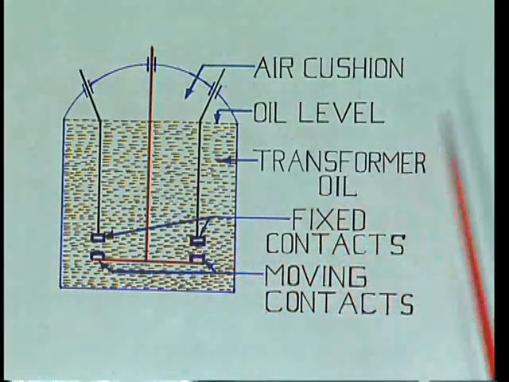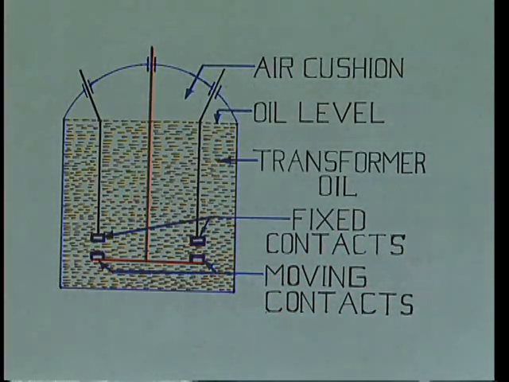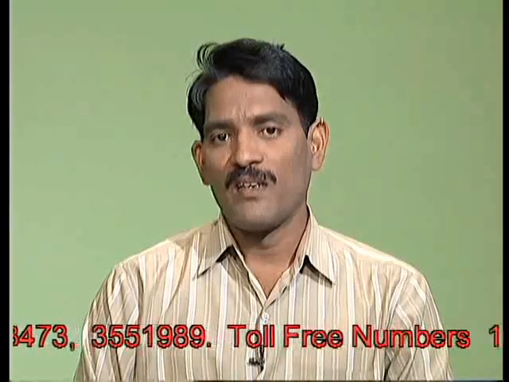Due to this arc, what happens? The surrounding oil gets vaporized, that means hydrogen is evolved. Hydrogen has good cooling properties, and this hydrogen gas also sets up turbulence in the oil, which gives high dielectric strength. Therefore, when a certain length of gap is achieved, the arc is extinguished. In this way the arc is extinguished.